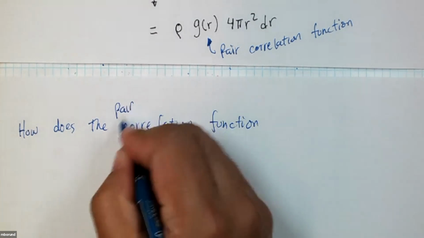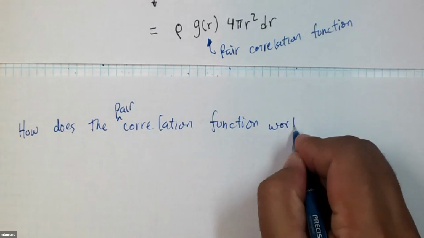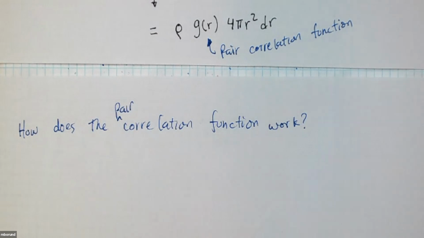The pair correlation function work. So let's try to figure out what this pair correlation should look like.